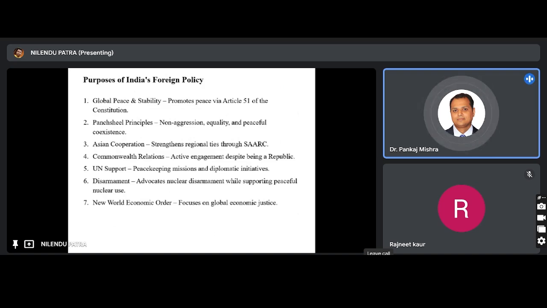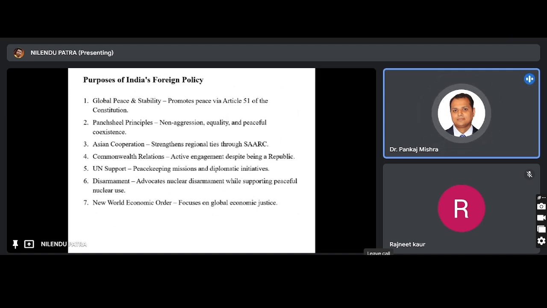Take a slide back. Regarding point number two, the Panchsheel principle: India adopted this principle with China only, and there is a treaty, an MOU between India and China on the Panchsheel principle, on peaceful coexistence.